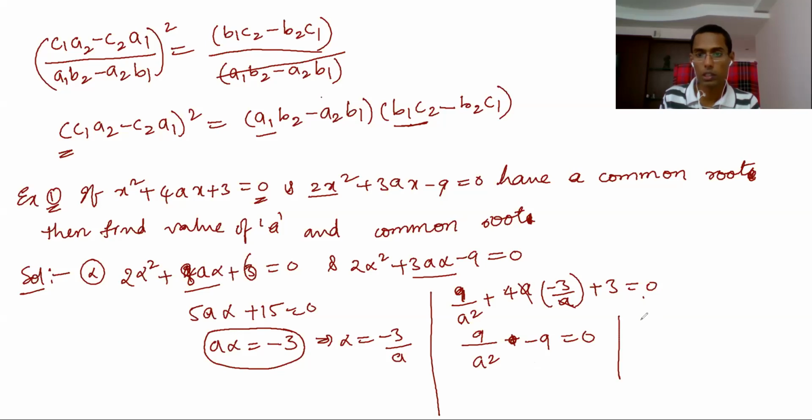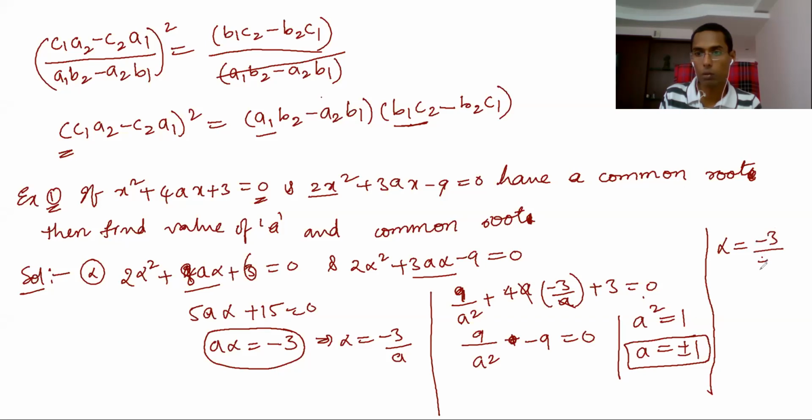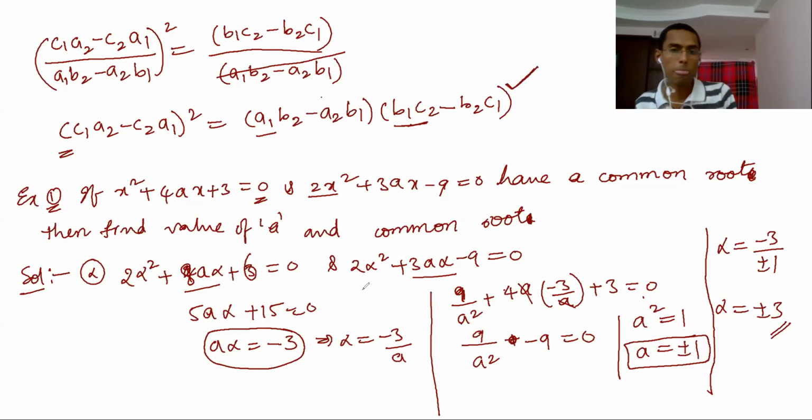That means simply a square equal to 1 you get. A square equal to 1, so a equal to plus or minus 1. If a value is plus or minus 1, then what is the common root? Alpha equal to minus 3 by plus or minus 1. That means alpha equal to plus or minus 3. So like this, you can find out the value of a and the common root. This is how we can answer questions based on the common root. Actually, here I did not use the formula, but you can use this formula also. But you can do it directly if you don't remember this formula.